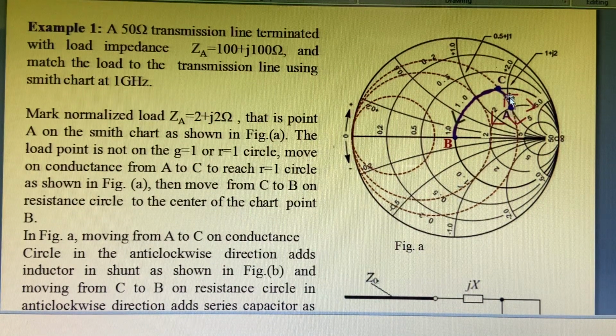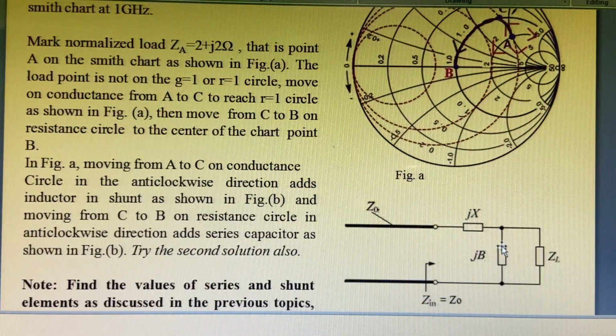So moving from A to C adds an element, because we are moving on the conductance circle in the anti-clockwise direction. That adds a shunt inductor. This shunt element is an inductor.